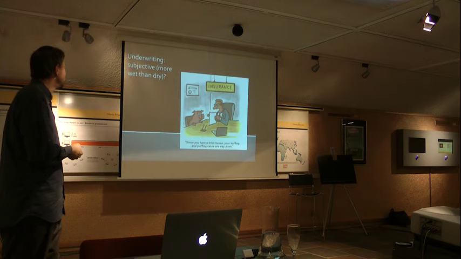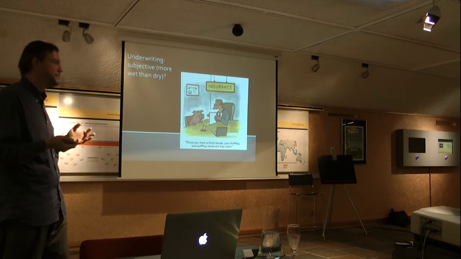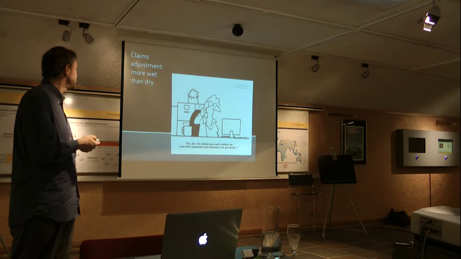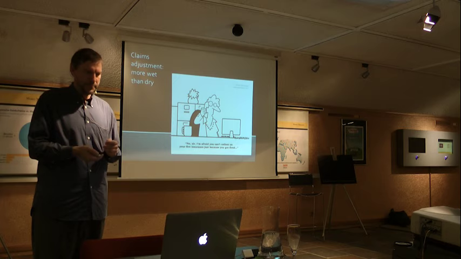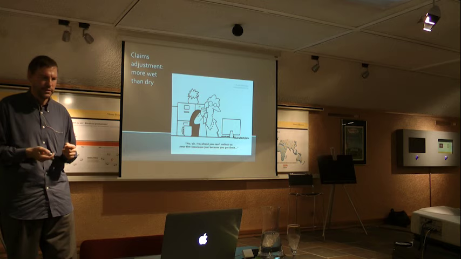Underwriting can be pretty subjective a lot of times. There's a lot of mathematics involved, but there's also a lot of subjectivity. And claims adjustment is often very subjective and controversial. So we don't know how to do claims adjustment with Watson or deep learning or any of that stuff, probably not anytime soon.